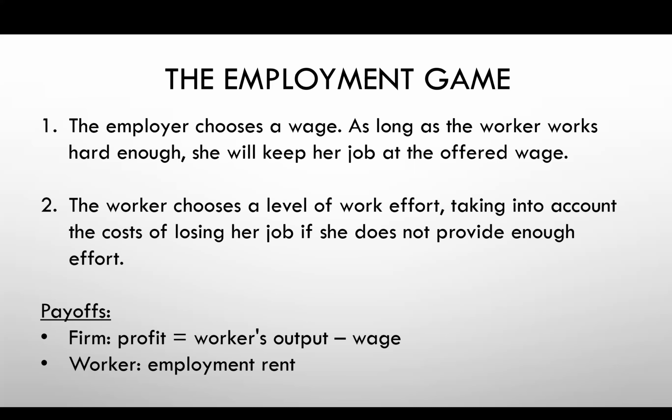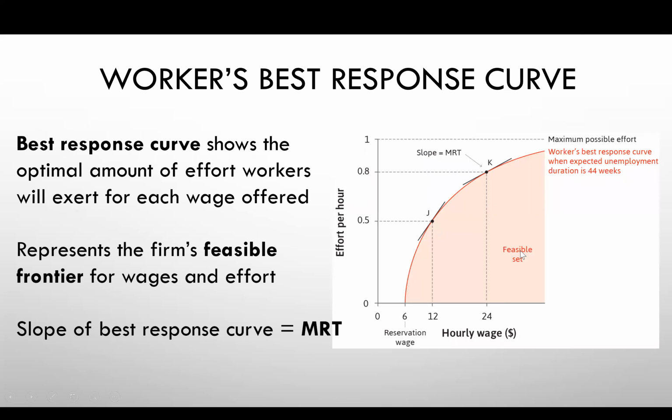For the firm, the profit is the worker's output minus wage. So they either want to maximize the worker's output, which can be done through increasing their wages, or they can decrease their wages. Again, you have to strike a balance here in order to get the maximum profit. And for the worker, the benefit that they get from keeping that job and working hard is the employment rent, and they have to decide whether that's large enough to be worth the effort they're required to put in. So this is the worker's best response curve. This is from the point of view of the employee, and it shows the optimal amount of effort workers will exert for each wage offered.